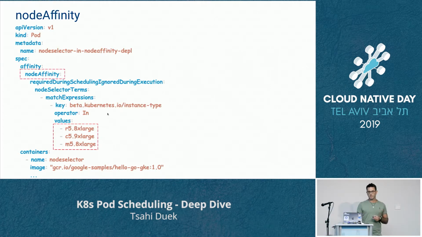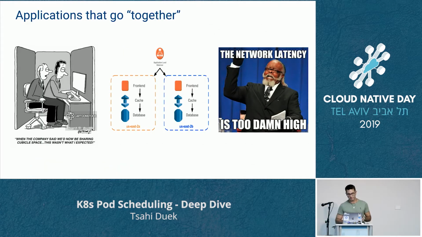So we use the same label as before, which is the instance type, but this time we give it a list of candidate values. And what Kubernetes will do is look up the whole cluster, and the first one it finds, it will schedule the pod on that specific instance. Actually, it's a kube-scheduler task.